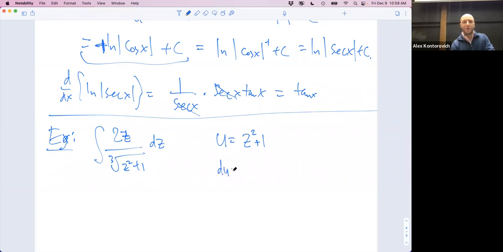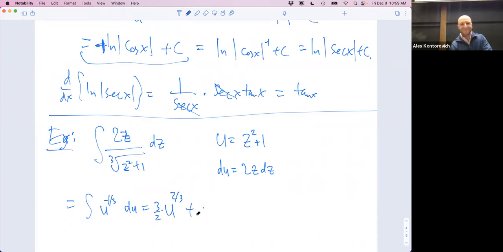Okay, then du will be 2z dz. I have a 2z dz very conveniently floating around. So this is an integral of u to the minus 1/3 du. And the antiderivative of u to the minus 1/3 is u to the 2/3 divided by 2/3, times 3/2.